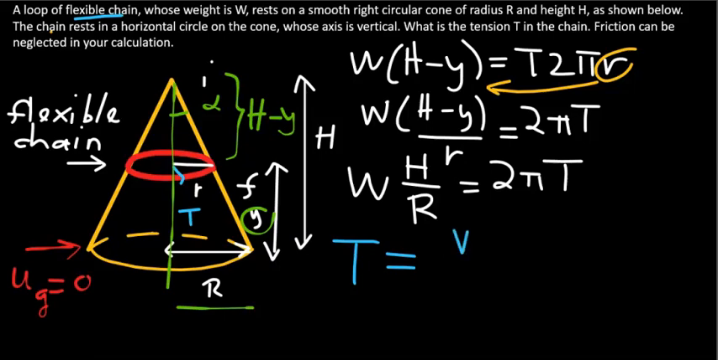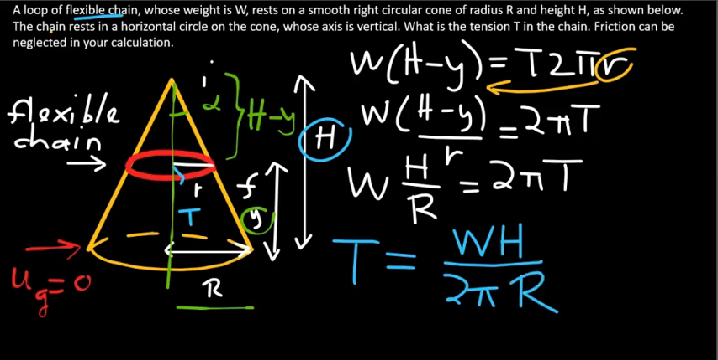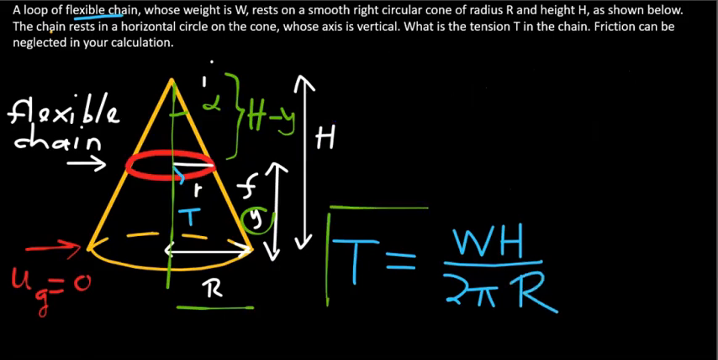So it becomes the weight of that flexible chain times H, which is the height of the cone, divided by 2 pi times the radius of the base of the cone. So this is the answer that we seek.